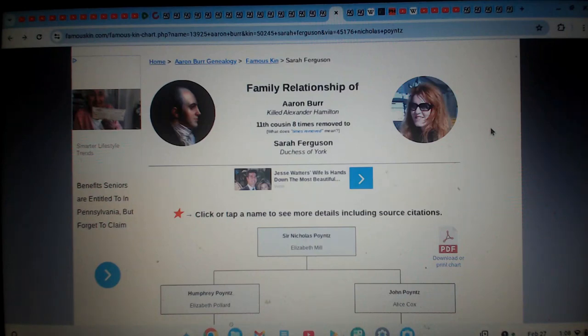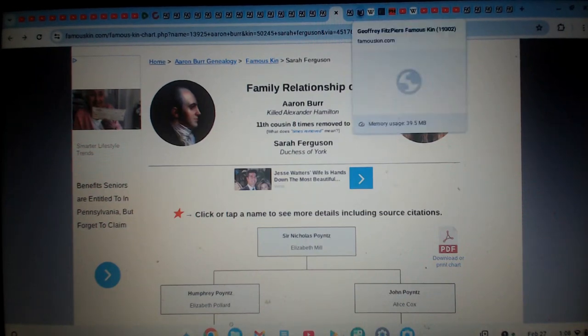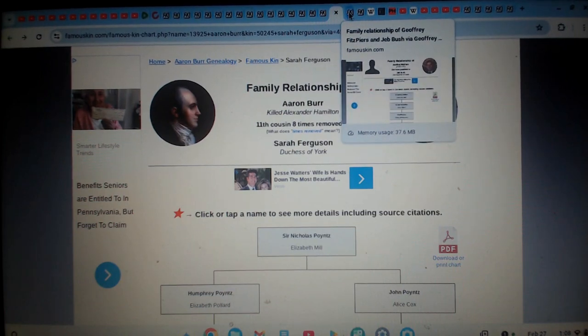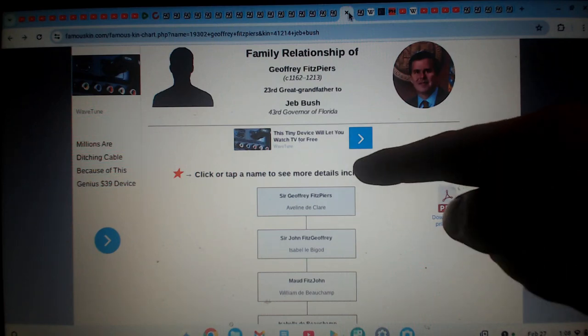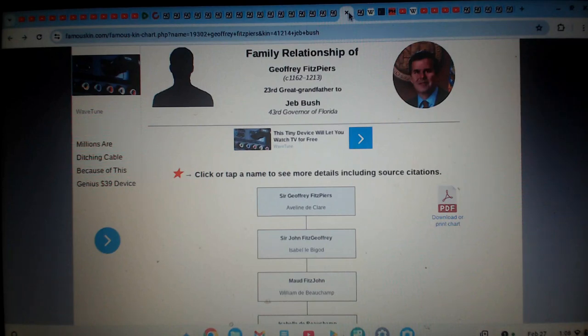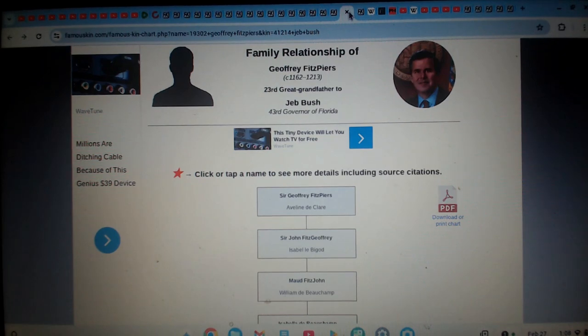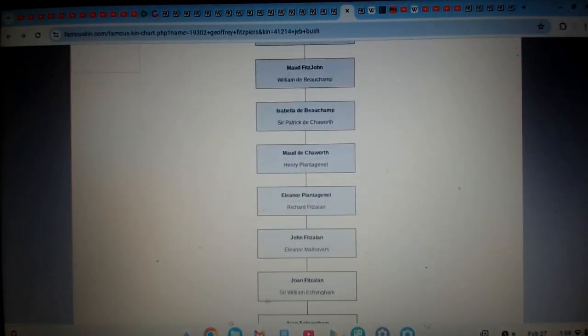One of the names were Sir Geoffrey, right? Sir Geoffrey Fitzpierce. Now, look at this. Jeb Bush is the son of George H.W. Bush. So here's Sir Geoffrey Fitzpierce and Aveline de Clare. He is the 23rd great-grandfather to Jeb Bush, which means he's the 22nd great-grandfather to George H.W. Bush.